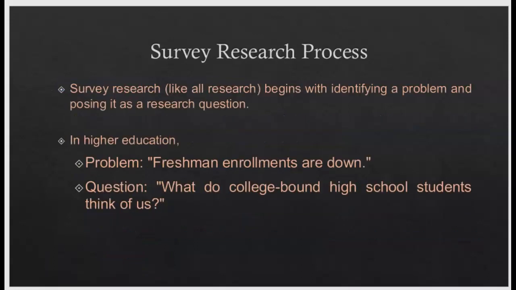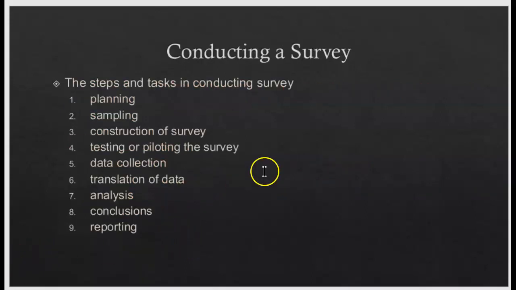Survey research begins with identifying the problem, having a research question. Typically, you'll have hypotheses as well. In higher education, a good example of this is freshman enrollments are down. What do college-bound high school students think of us? That could be a survey question or a research question, and then you would get some survey questions to find out the answer to that.